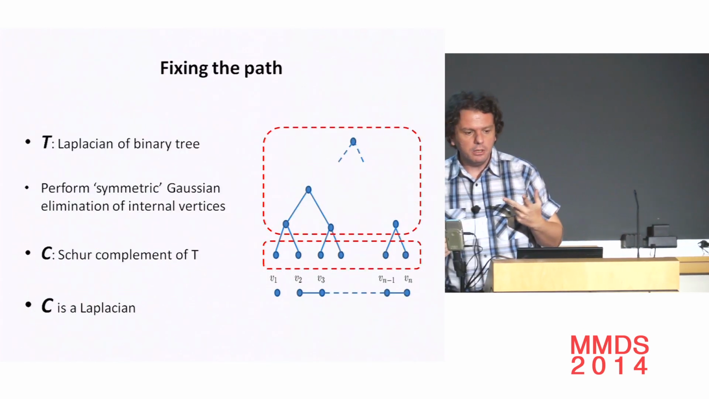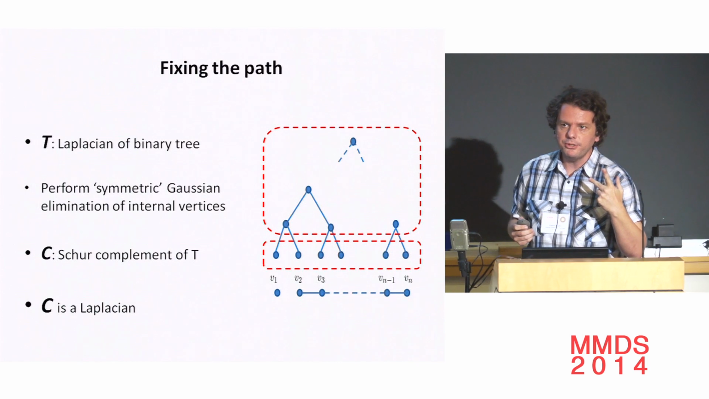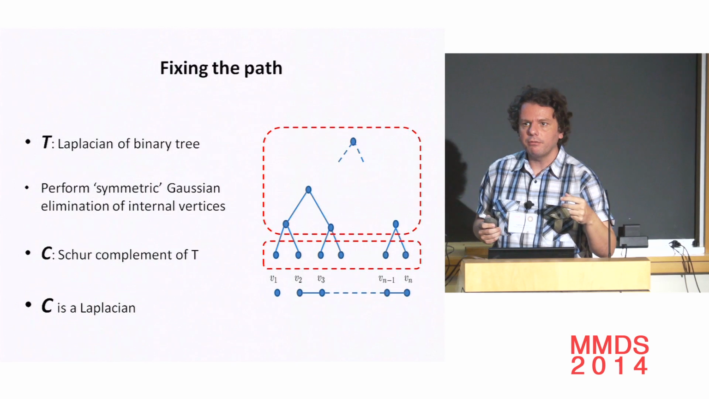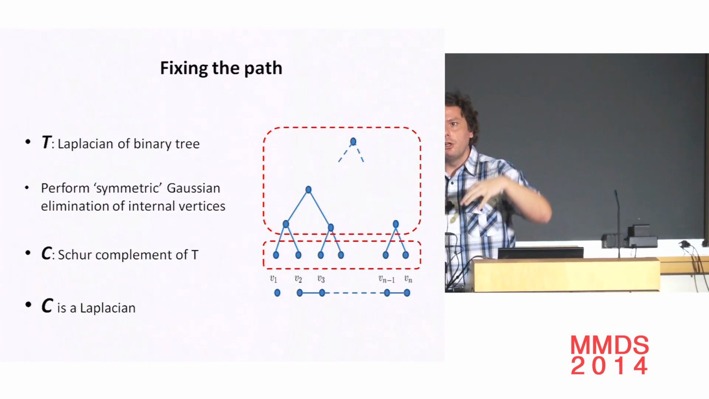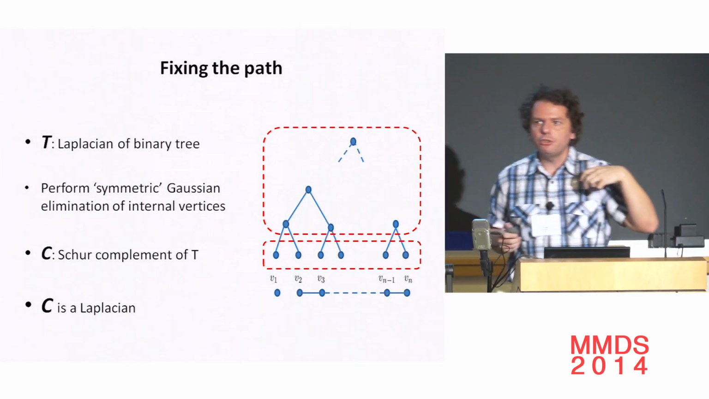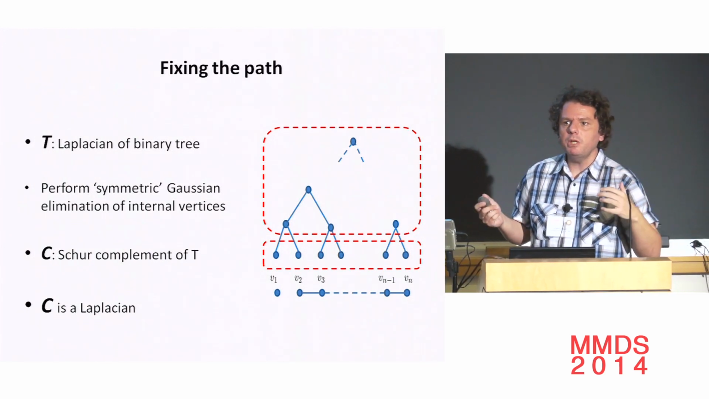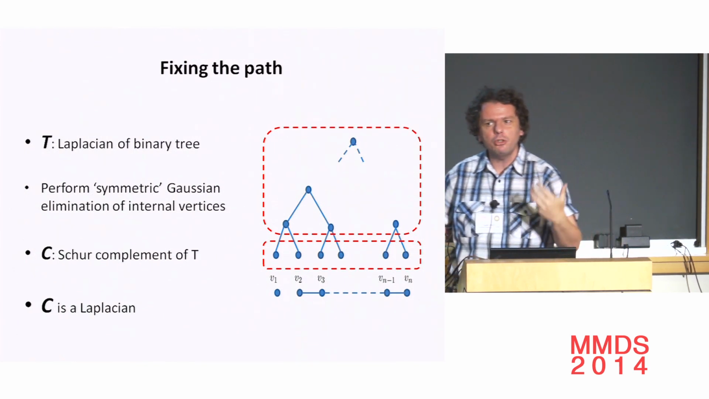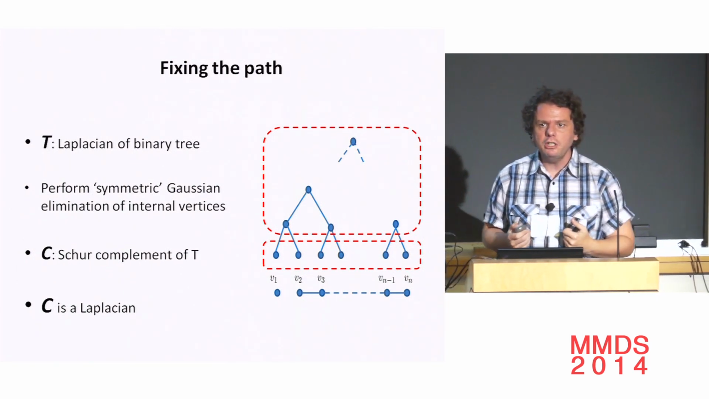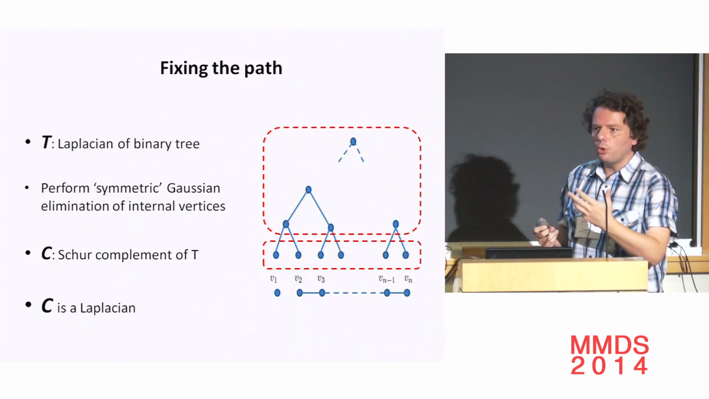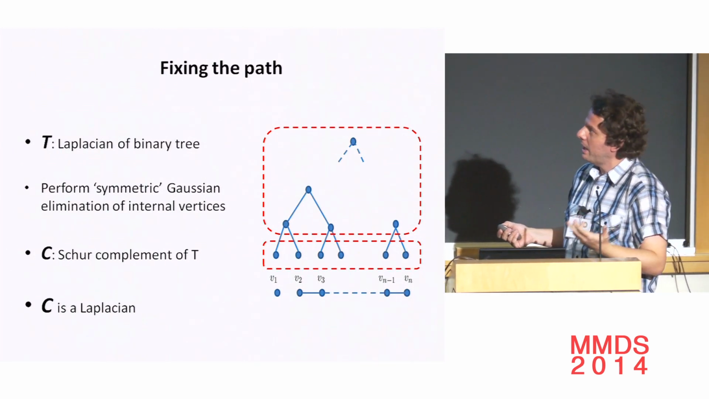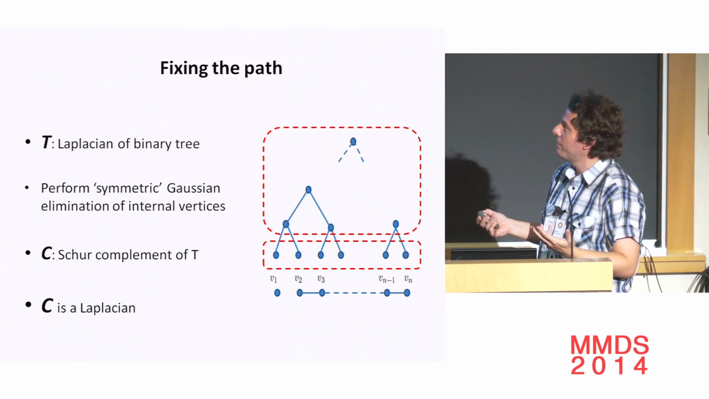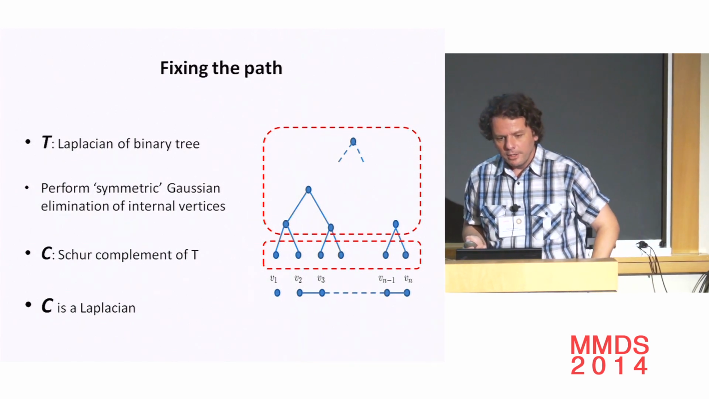Then I have two graphs here. I have T, which is the Laplacian of the binary tree, and I have the path graph. What I'm going to do with this bigger graph T, the bigger tree, is perform a Gaussian elimination of the nodes in the interior. I'm just going to use Gaussian elimination in a symmetric way. That's going to give me another matrix, which is also a Laplacian, and it is in fact a graph, C, which is what is called the Schur complement of this tree.